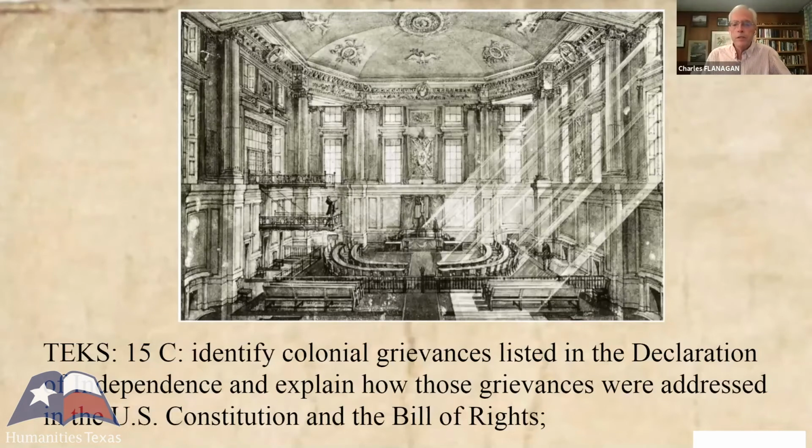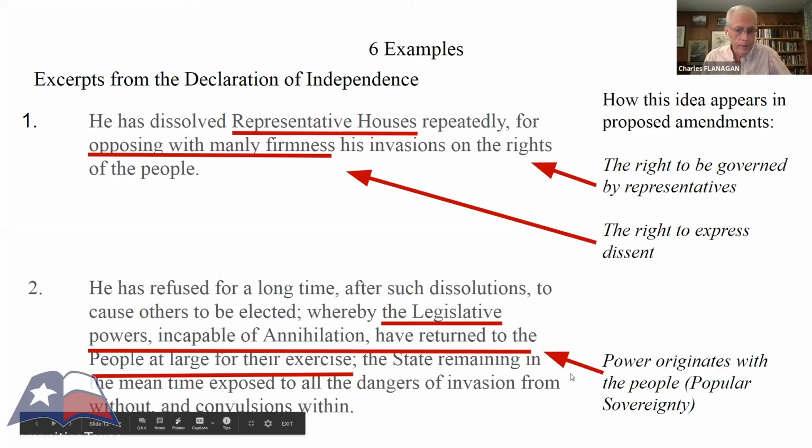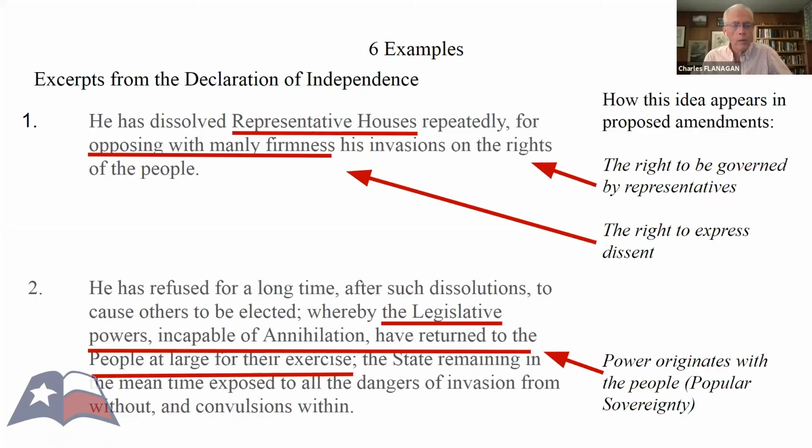They want you to identify colonial grievances listed in the Declaration of Independence and explain how these grievances were addressed in the US Constitution and the Bill of Rights. Well, I picked 6 examples. You could probably find more, but if you look at the grievances that are listed in the Declaration of Independence: he has dissolved representative houses repeatedly for opposing with manly firmness his invasions on the rights of the people.